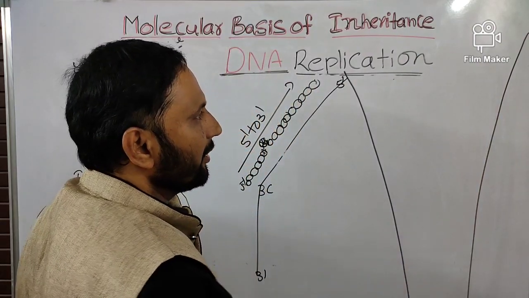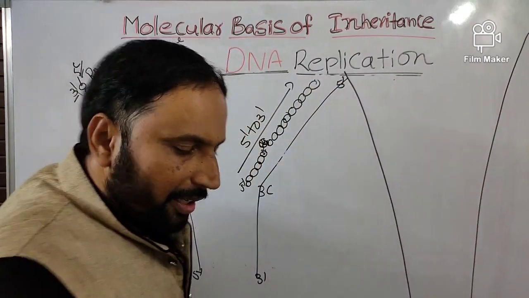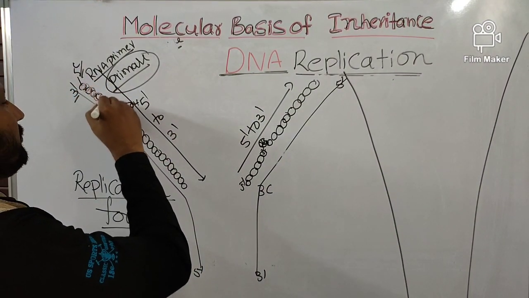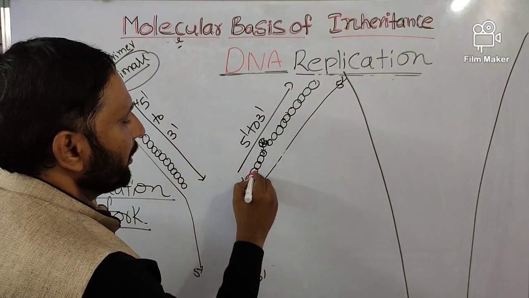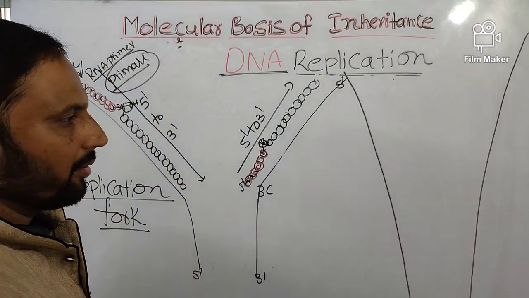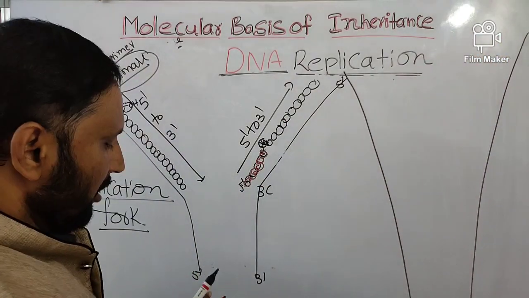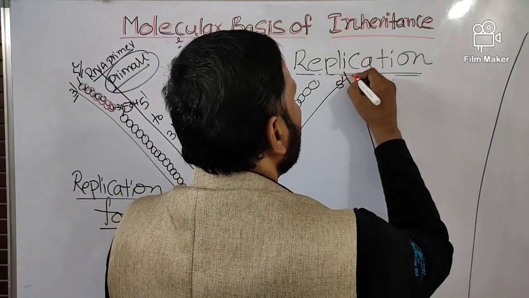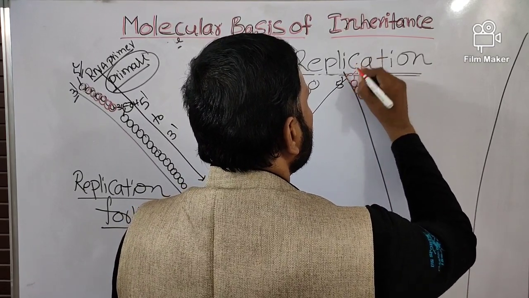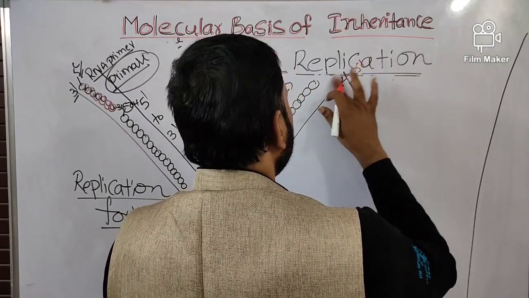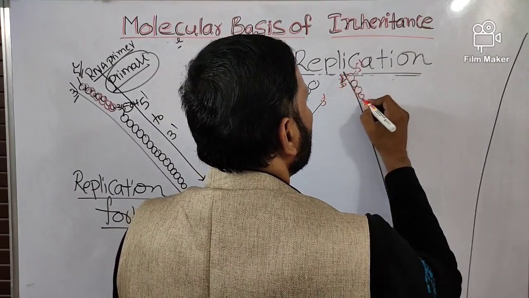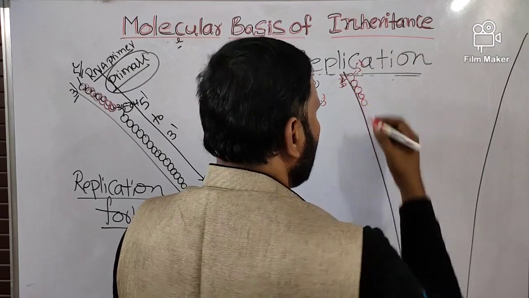The strands are separated. So for understanding, I am giving red color to the RNA primer. This is the RNA primer. The hydrogen bonds are not there, so the two strands are again separated. Look, the RNA primer is already present. This is the 5' end, and this belongs to this one. This is the 3' end. So here is a new RNA primer.